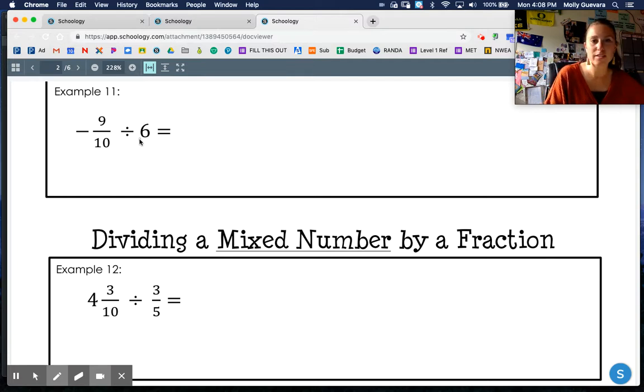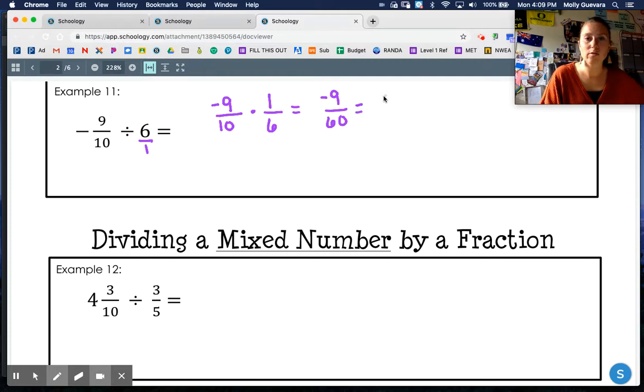I have to make this a fraction. So I'm going to make it a fraction by making it over 1. And then I'm going to copy dot flip. So negative 9 over 10 times, flip the fraction, so I get 1 over 6. And if I multiply straight across, I get negative 9 over 60. And I know that 3 goes into both of those, so negative 9 divided by 3 is negative 3, and 60 divided by 3 is 20, and I can't reduce that anymore, so that's it.